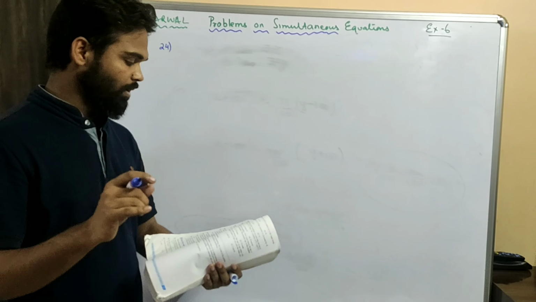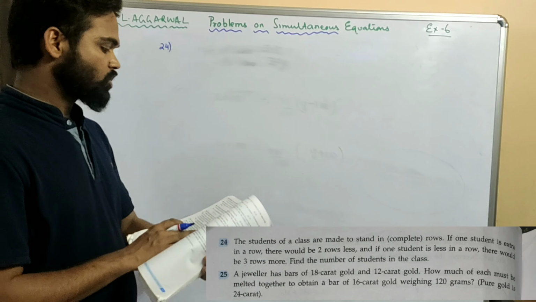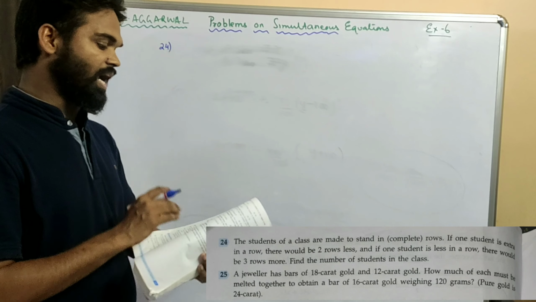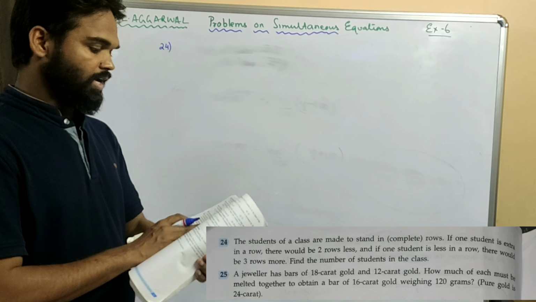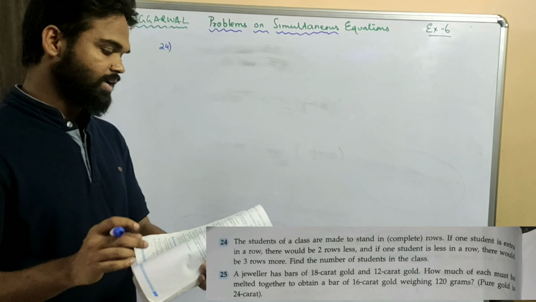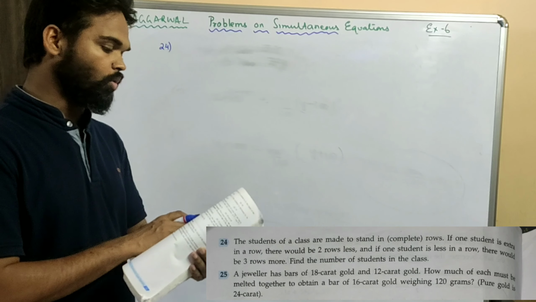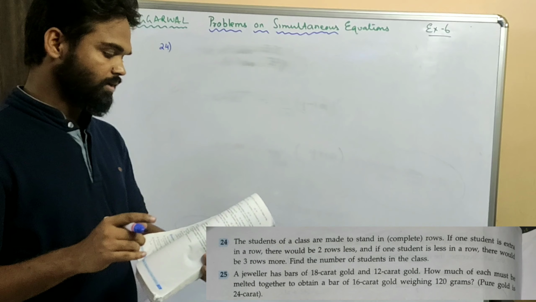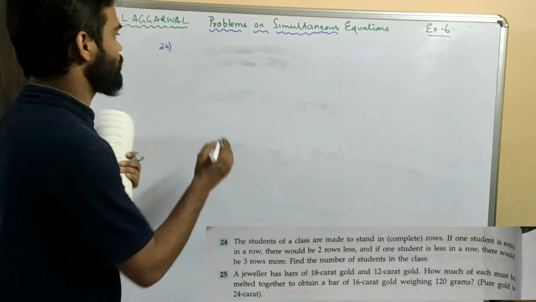Now look at sum number 24. Very interesting. The students of a class are made to stand in rows. If one student is extra in a row, there would be 2 rows less. And if one student is less in a row, there would be 3 more rows. Find the number of students in the class.